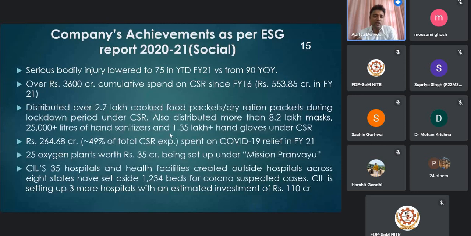These are the major achievements. In the last 4 years, we have invested some 3,600 crores on CSR. During COVID, we started 25 oxygen plants worth 35 crores, and most of our hospitals were also turned into COVID care centers. Not only that, even our buildings like Kalyan Mandap, workers club, and officers club were also converted into COVID centers. This kind of operation we ran, and in remote areas it was very helpful for the people who were infected with COVID.